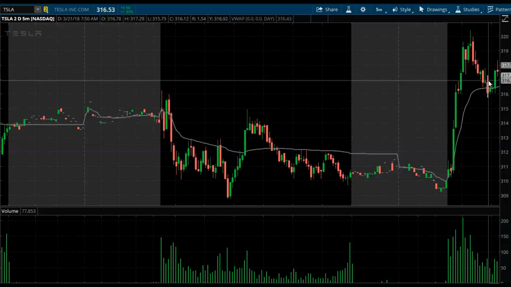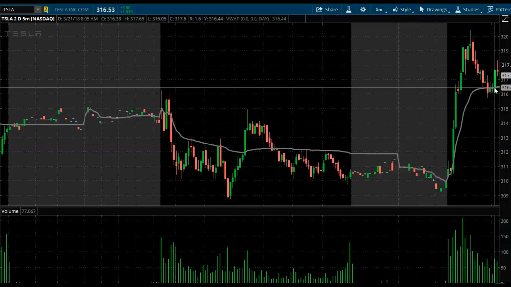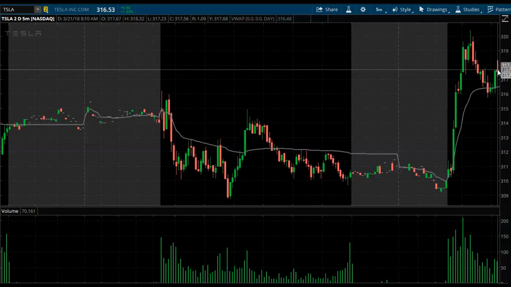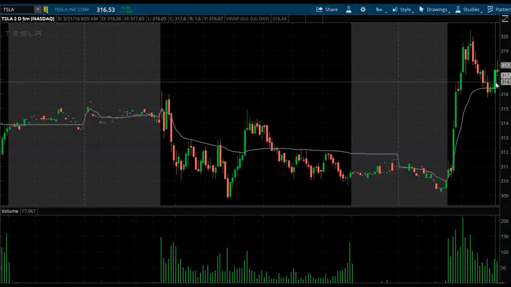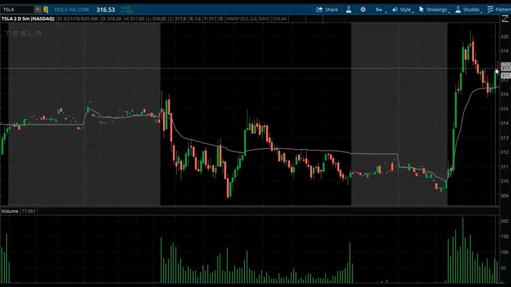Now let's take a look at trade number 3. When it comes down here, look what happens when it gets to the VWAP. It holds for, these are 5-minute candles, it holds for just a couple of minutes, and then it explodes right off of it. Look at the size of this candle. It goes from 316 to 317 and a half instantly in just one candle.